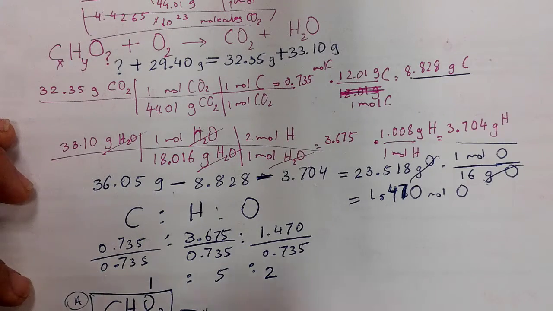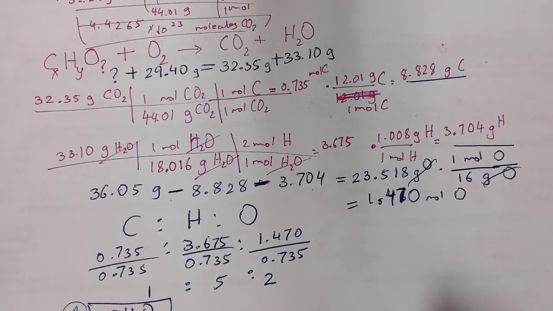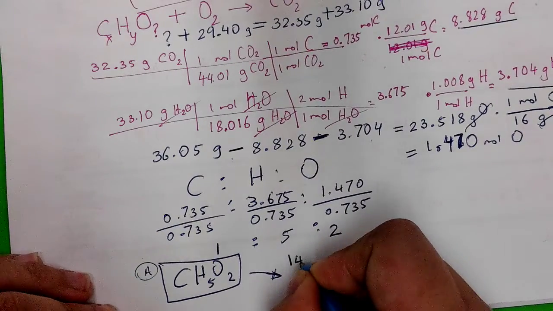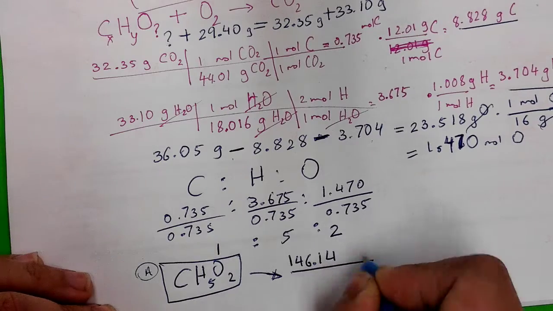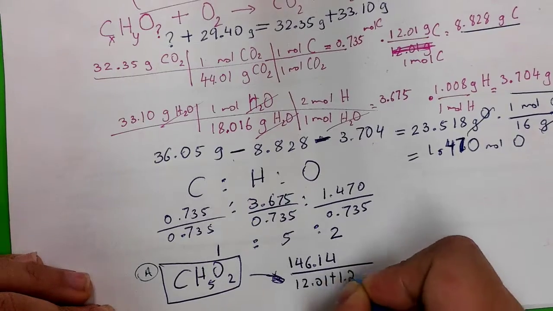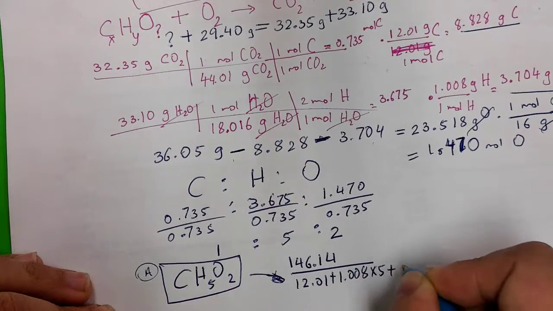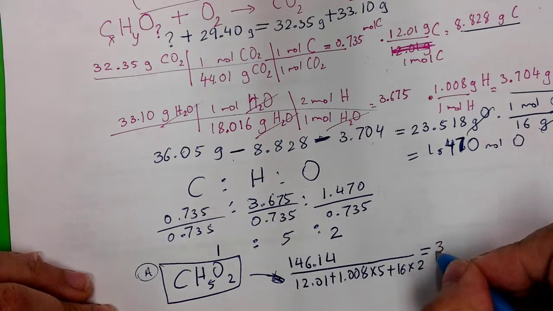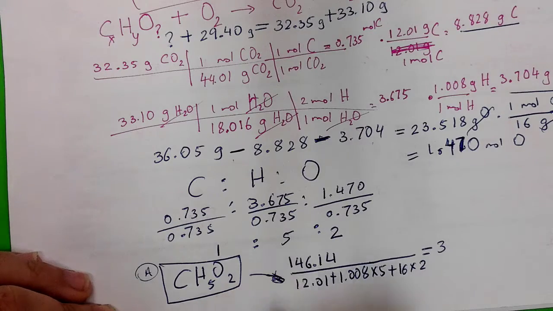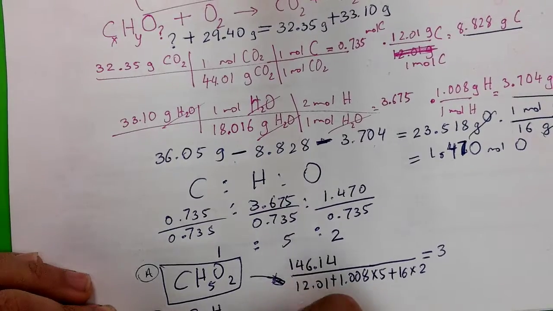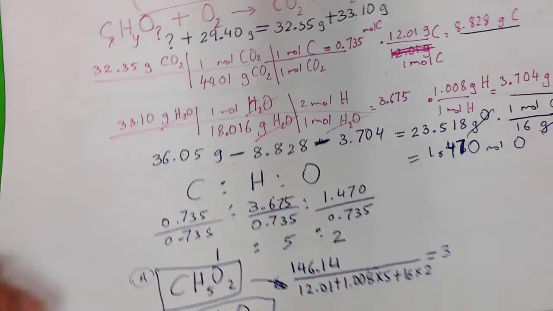The next one is the molecular formula. To find a molecular formula, first you find the molar mass of the empirical formula, and then divide the molar mass of the sample by it. If you look up, they give you the molar mass of the sample. So we're going to say 146.14, that's the molar mass, divided by this guy's molar mass, which is 12.01 plus 1.008 times 5 plus 16 times 2. That should give you about 3. And then based on that, you're going to multiply the empirical formula by 3. So my answer for B is C3H15O6.